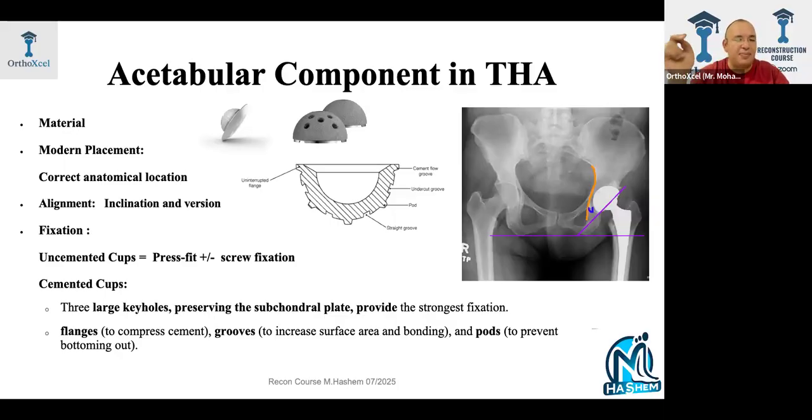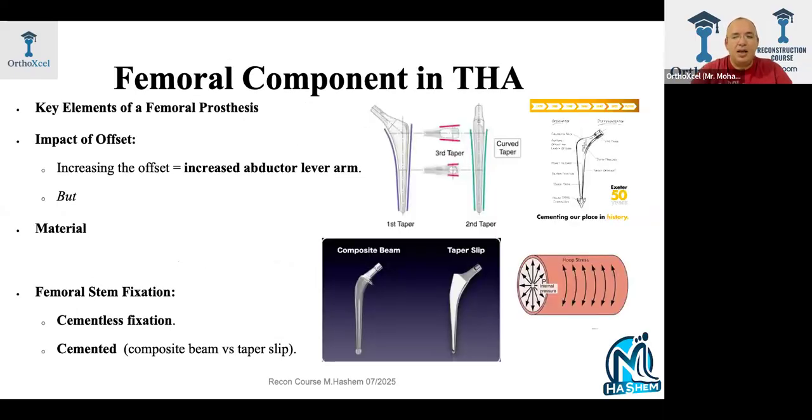For the uncemented cup, again, please don't depend on the screw fixation. Get your cup press-fitting first before you use the screw fixation as a way of stopping or avoiding rotation. When we come to the femoral component, the key elements of it: it has a stem, as we all understand. It has a tip, it has a shoulder, and it has a trunnion, and definitely it will have a head when you put the head on.